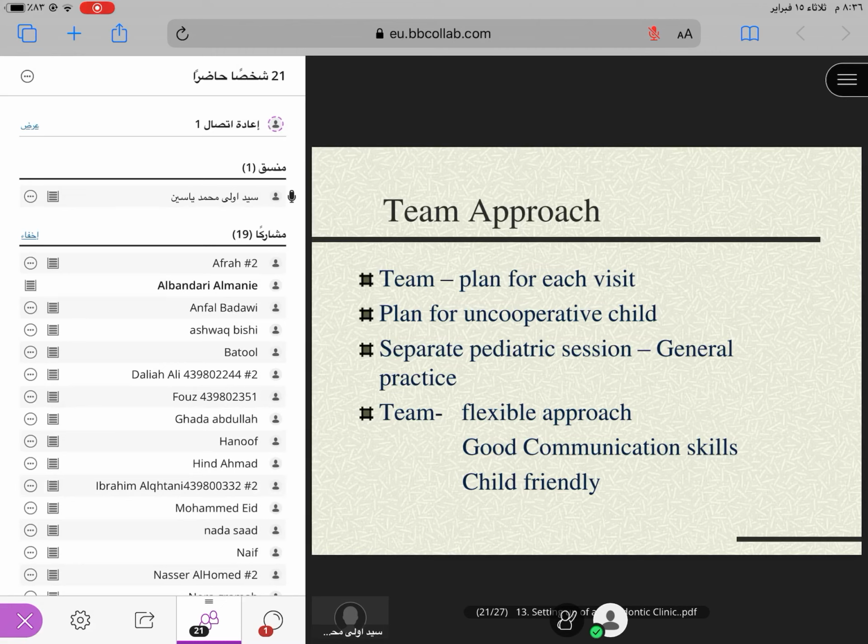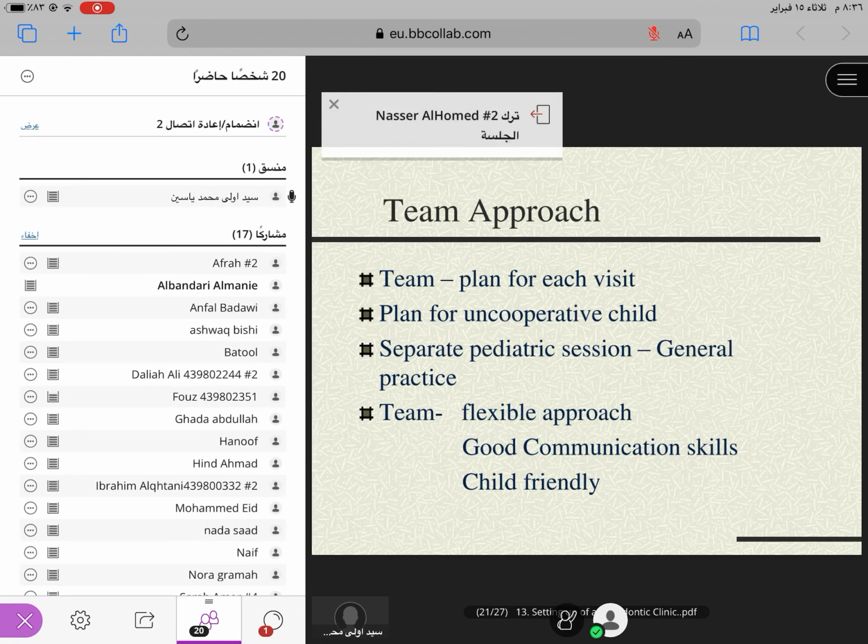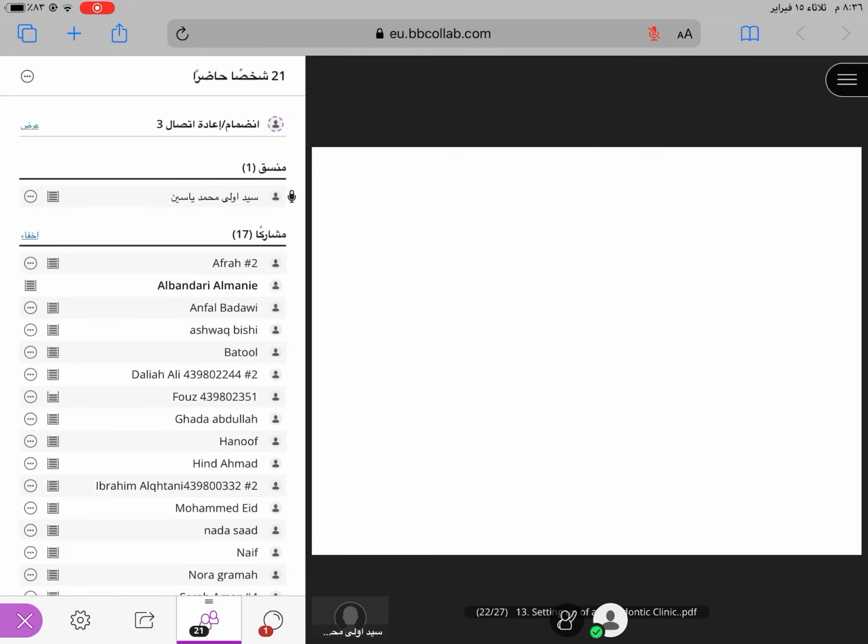A separate pediatric session you can keep for general practice. If you have a general dental setup, you treat only adult patients, you can keep that every Wednesday and every Saturday we will see pediatric patients. So on that day only pediatric patients you can keep. Weekly 2 days for pediatric patients and the remaining 5 days for adult patients. This can divide the attention, and you can also be mentally prepared to treat the pediatric patient. Overall, the team should have a flexible approach and good communication skill, as well as a child-friendly attitude whenever they are treating the child.